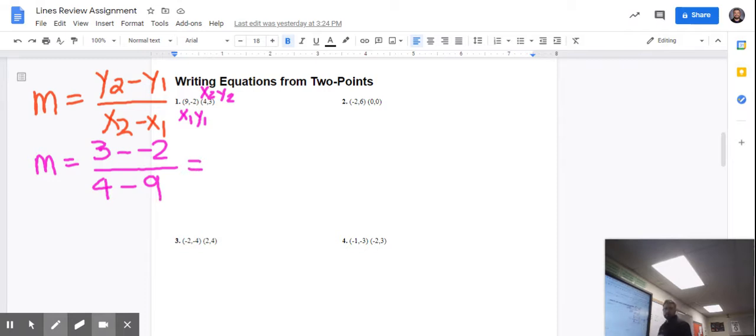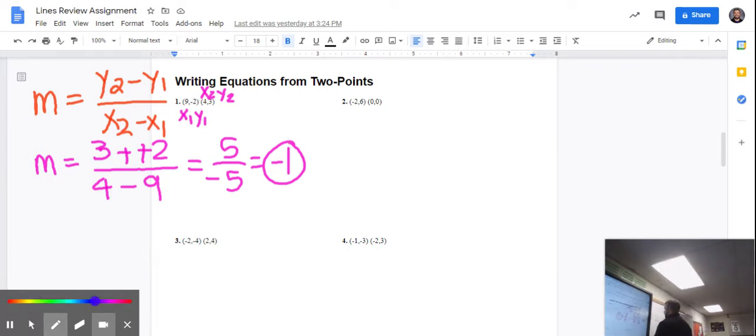And so when I do this, 3 minus negative 2 is really like adding. So that's going to be 5 over, and then 4 minus 9 is negative 5. So I find my slope to be negative 1. Okay, so that's good. Now I have a slope. Now what I can do is take a slope and a point and put it in point slope form, just like we did before.